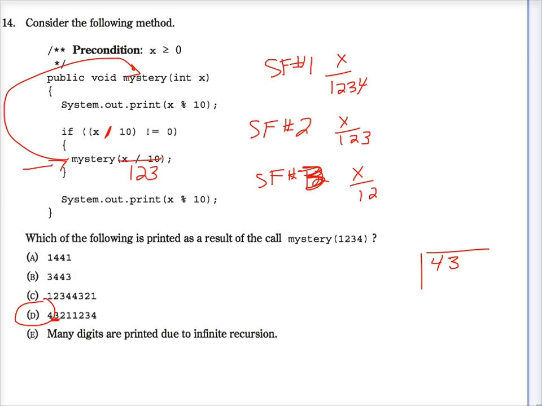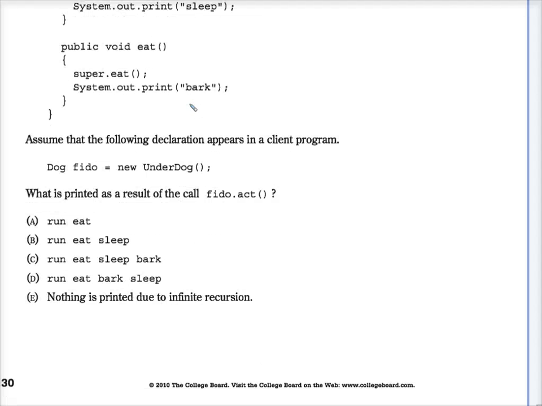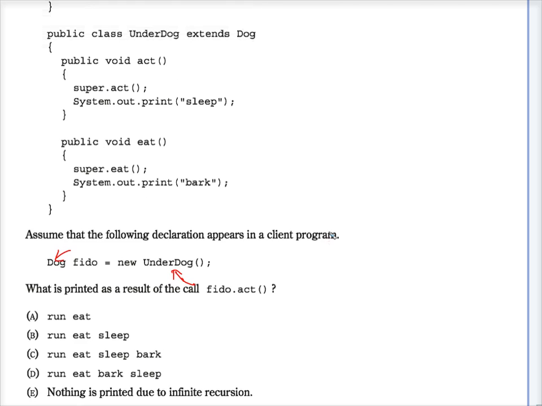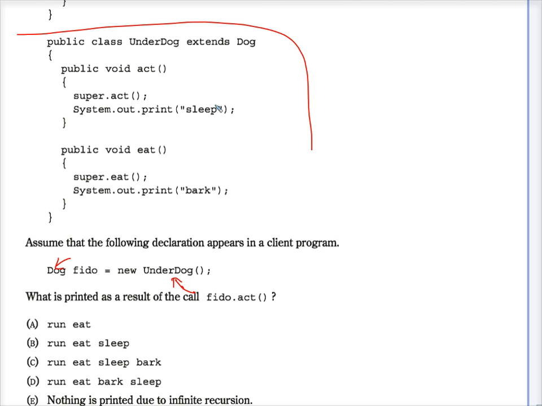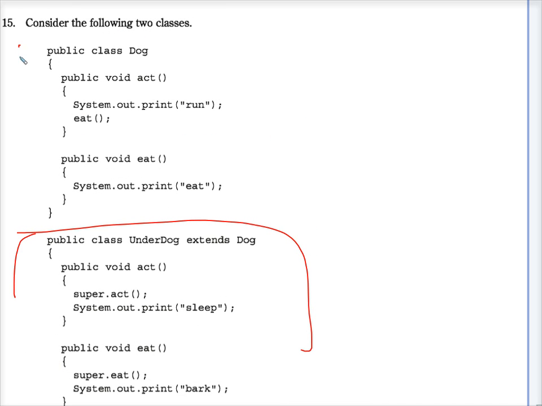Moving on then to number 15. This is hard. You really have to know your rules on polymorphism. Veto.act. What the heck happens? Well, deep down he's an underdog, but he's referenced or cloaked as a dog. We'll see what that effect has. So here's the class underdog, and don't be confused with the original versions in the base class of eat, not to be confused with the seed, and act, not to be confused with this act.